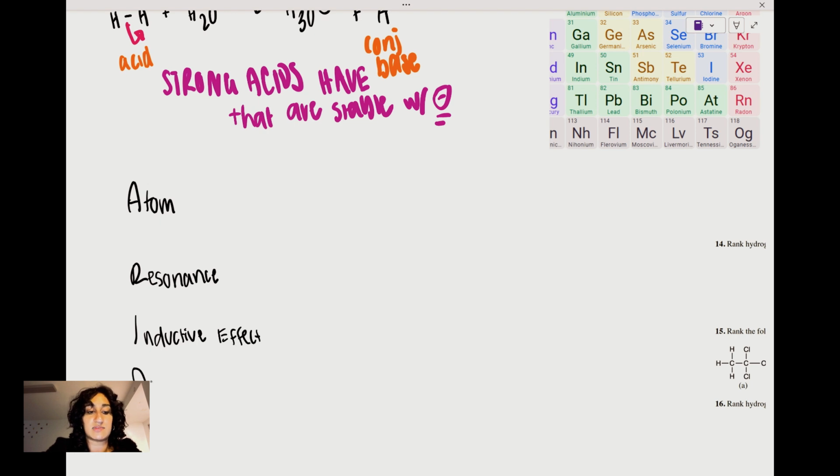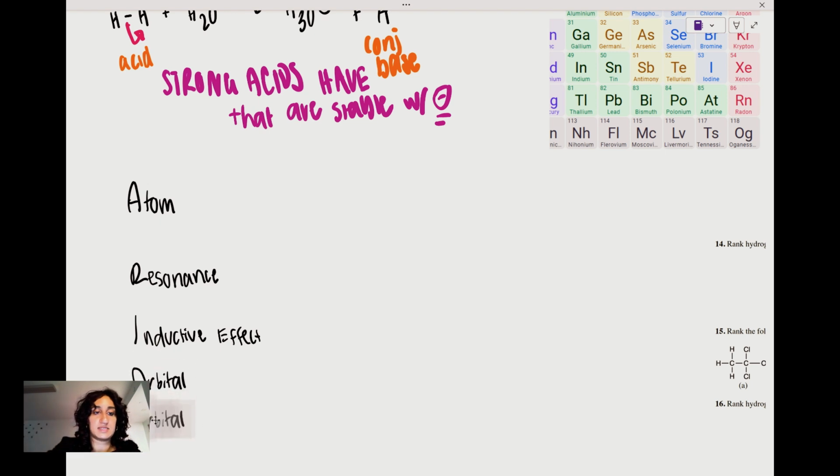and O stands for orbital or hybridization. Those of you who come to my LC, you know that my computer is always glitching. Okay, so that's what the orbital stands for. It's more about hybridization.